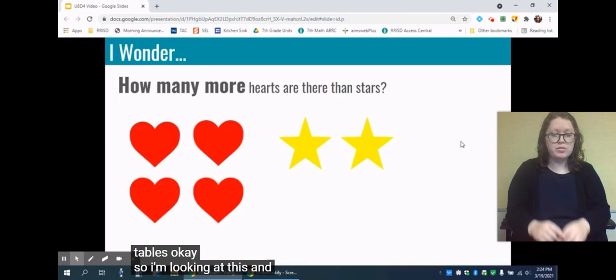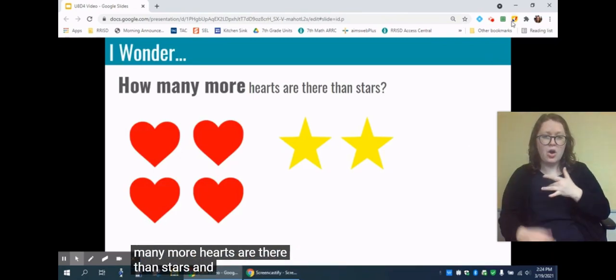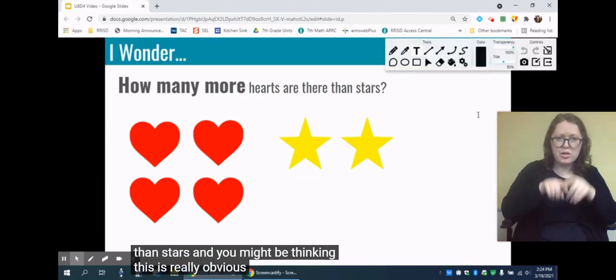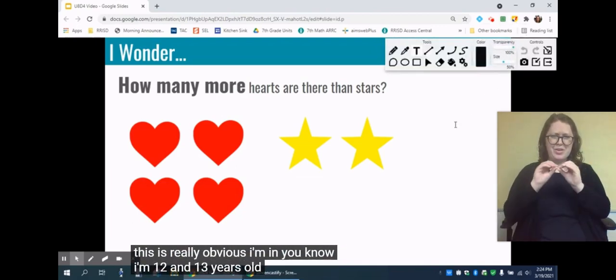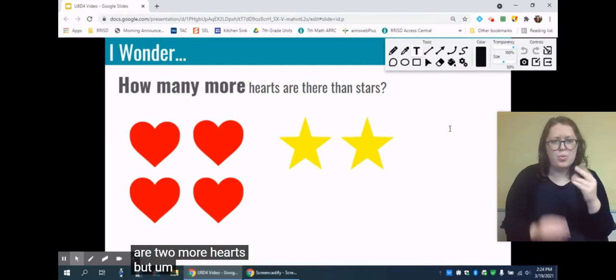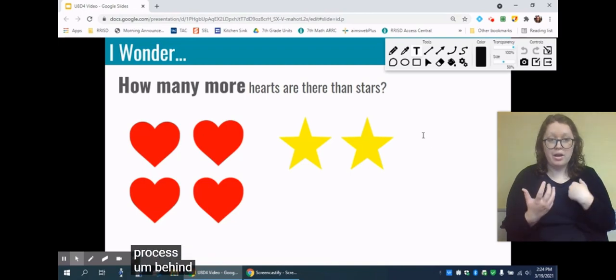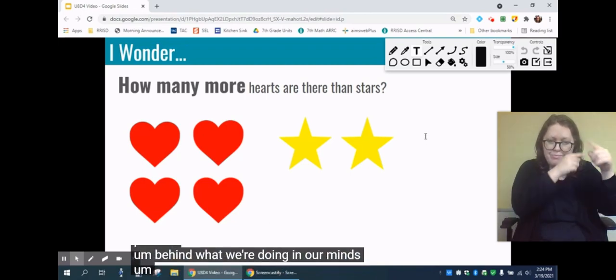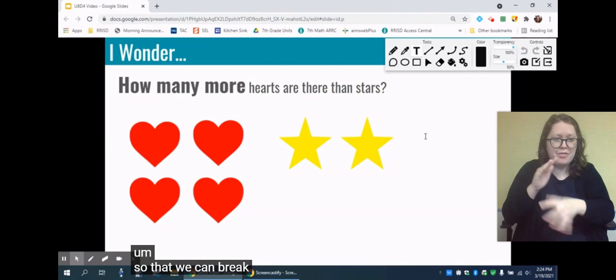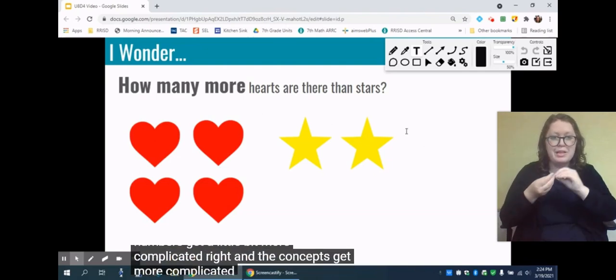I'm looking at this, and it says, how many more hearts are there than stars? And you might be thinking, this is really obvious. I'm 12 or 13 years old. I can do this math. It's 2, right? There are 2 more hearts. But I want us to think about the process behind what we're doing in our minds, so that we can break it down when the numbers and the concepts get more complicated.